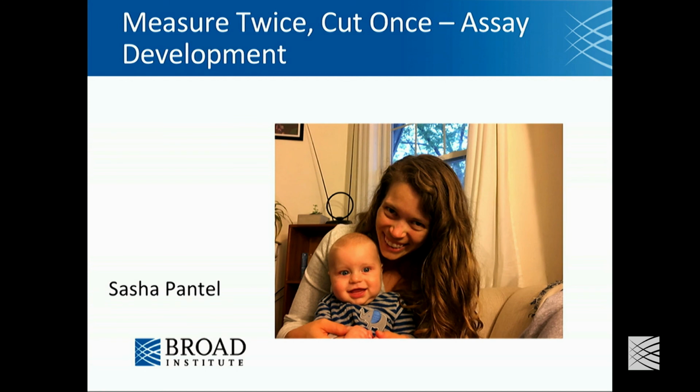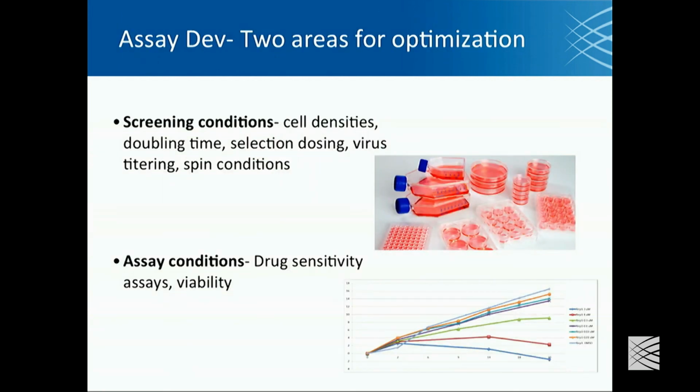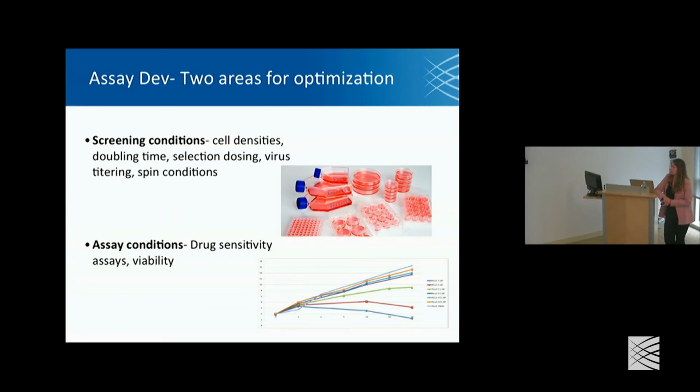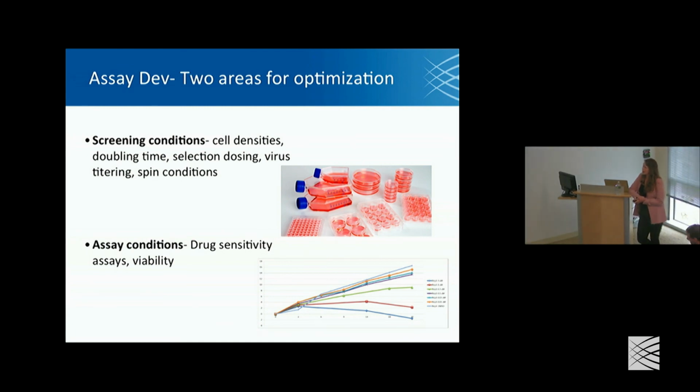Hi, I'm Sasha, and I'm going to talk about the importance of assay development in your functional genomics screens, specifically mostly the pooled screening. So there are 2 areas for optimization for your pooled screens. One, I'll talk about as screening conditions. This is your cell densities, doubling times, selection dosing, things like that. A lot of what Brianna talked about for array screening. The other is your assay conditions. So that's determining your drug dosing. There'll be your FACS gating, things like that.